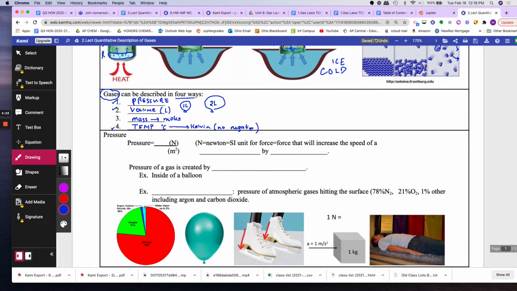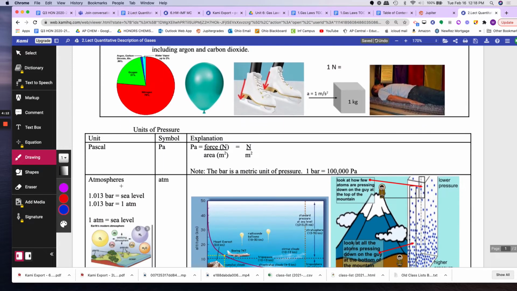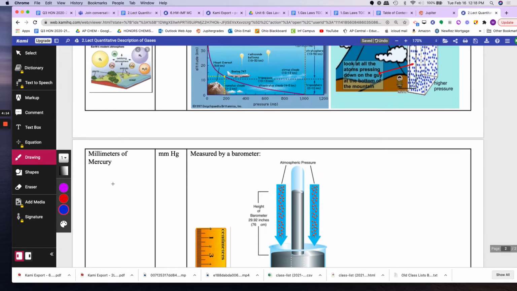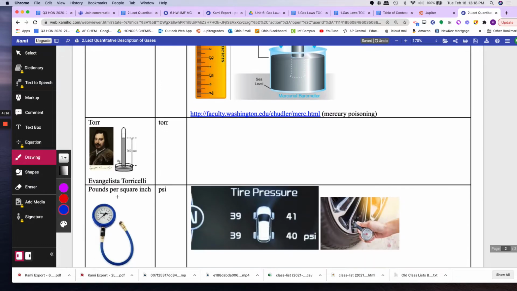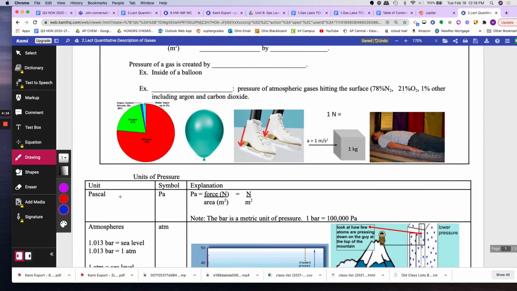So now we're going to talk about the units of pressure. The units of pressure that we'll be talking about are Pascal first. We'll do Pascal, atmospheres, millimeters of mercury, torr, and psi. So first, the Pascal.